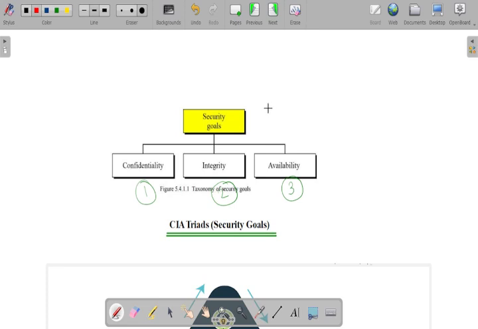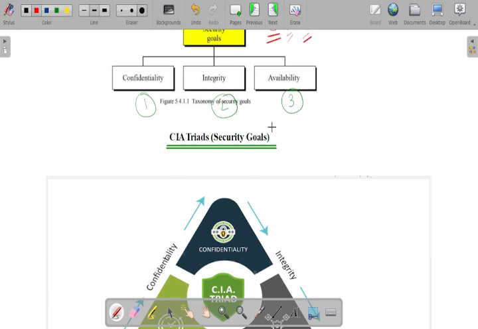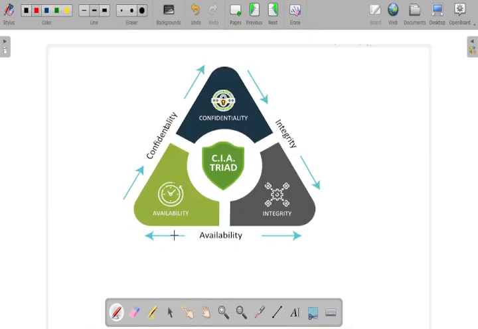When the term security goals comes into the picture, we can consider it as the CIA Triad. C stands for confidentiality, I for integrity, and A for availability. These are the three essential security goals, and with the help of these security goals, we can maintain the secrecy and privacy of our information. This is called the security triad.